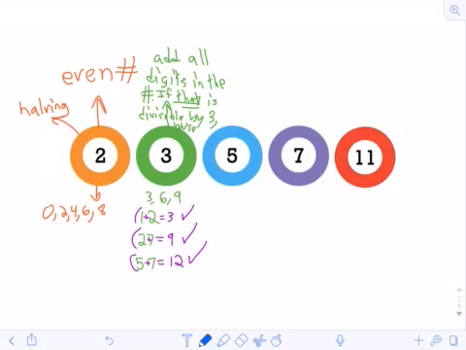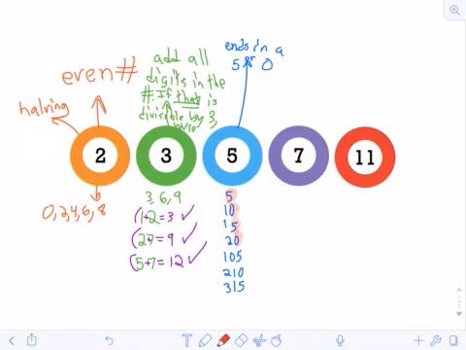Next, divisibility by 5. This one's a little easier. If the number ends in a 5 or a 0, it's divisible by 5. So, for example, 5, 10, 15, 20. These are all divisible by 5. When you get bigger, 105, 210, 315, whatever, they all end in either a 5 or a 0. So therefore, they're divisible by 5.